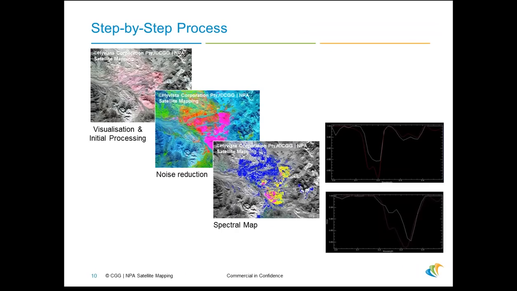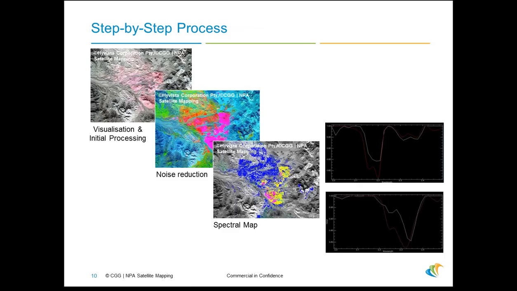NPA undertake a step-by-step process to mineral exploration activities, which normally includes the following initial steps. Visualization, where the spectral band combinations are selected to optimize the features of most interest. Here, a composite has been defined to highlight alteration as pink features, so you can see there's quite a lot of pink on that screen. Initial processing, including ratios and principal components to identify initial areas of potential anomalies, and then subsequently noise reduction and end member extraction for the more detailed spectral mapping and classification.